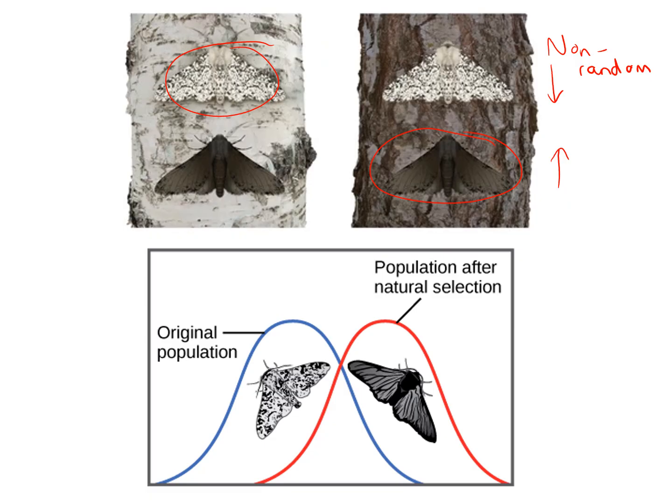And if we look at this selection graph, you can see that when the Industrial Revolution happened and we had the very sooty trees, the population shifted. We see that the dark variety were favoured in the population and the allele frequency shifted as a result of natural selection.